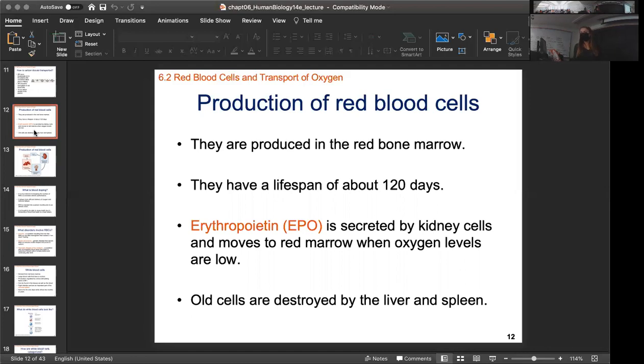It's good that we get new red blood cells for the purpose of efficiency, helping to detoxify your body from any toxins, pathogens, things like that.